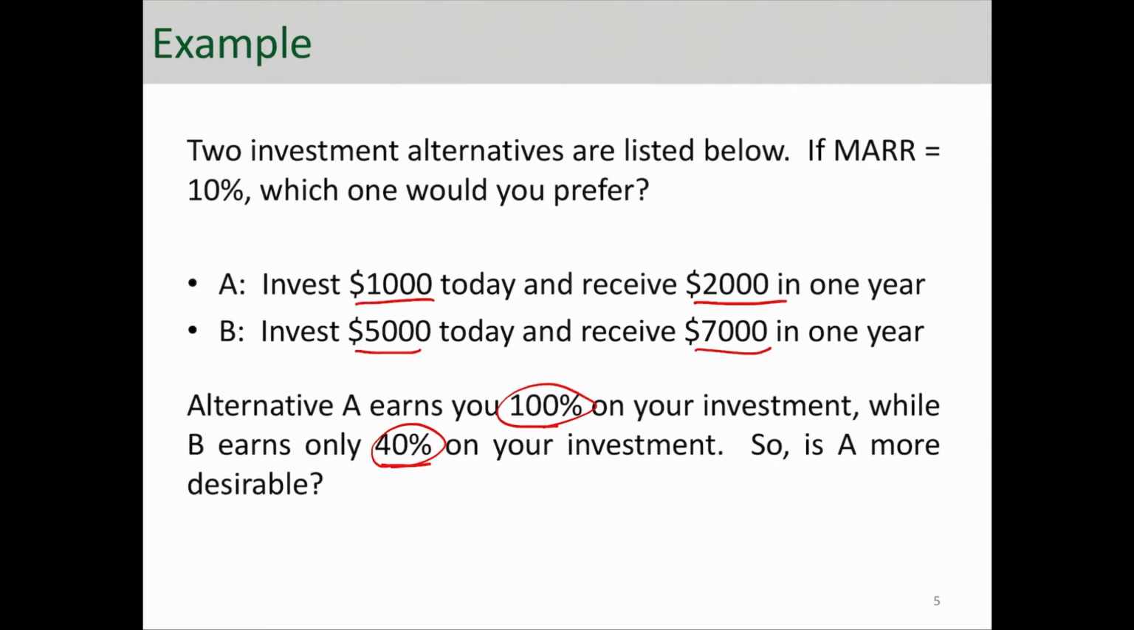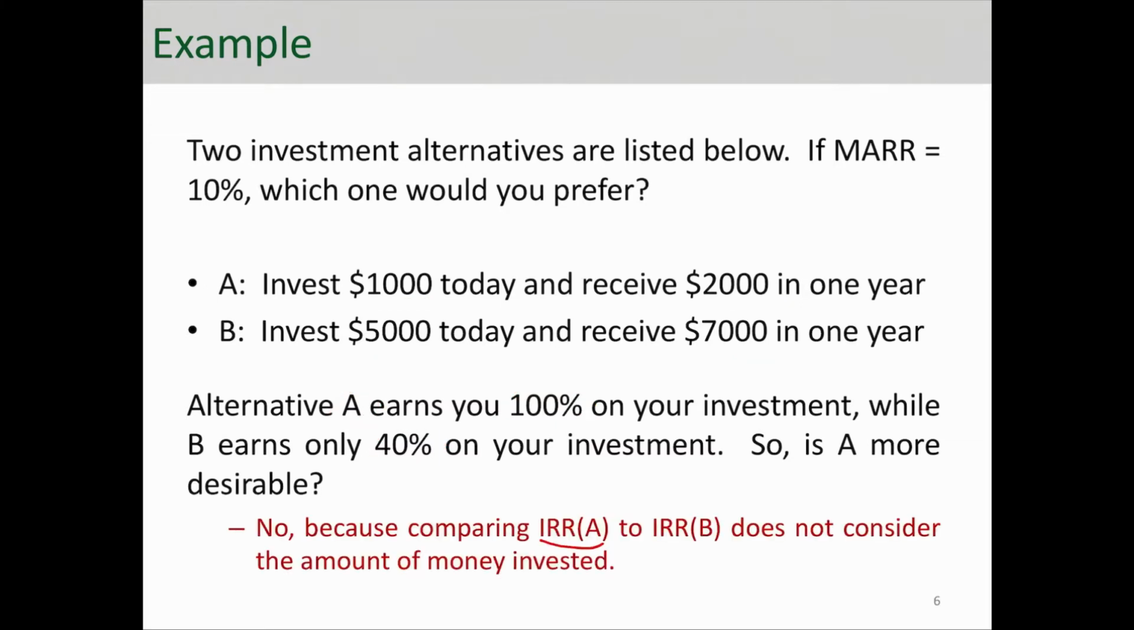So if you were to select the alternative with the higher IRR, you would go with alternative A. But I'm going to tell you that's not the correct selection, because comparing these two IRR values does not consider the amount of money invested. Let's dig in further here. We're going to assume that you have $5,000 in hand. Otherwise, you wouldn't consider these two alternatives. You have $5,000 available to invest.